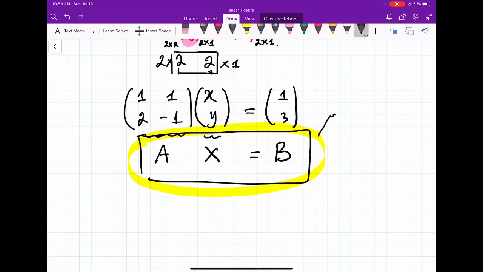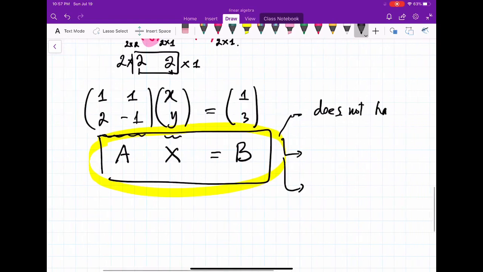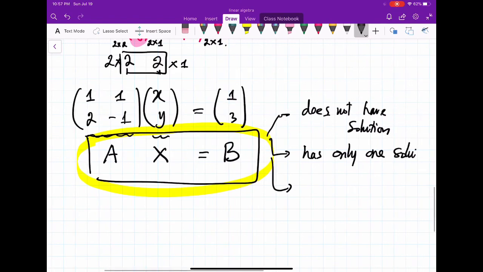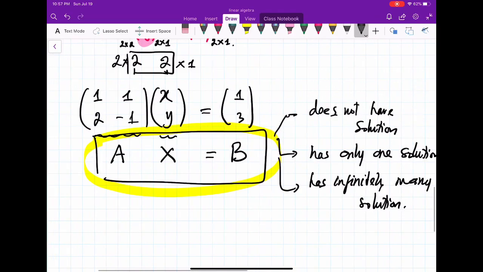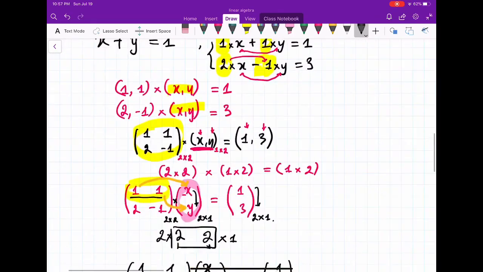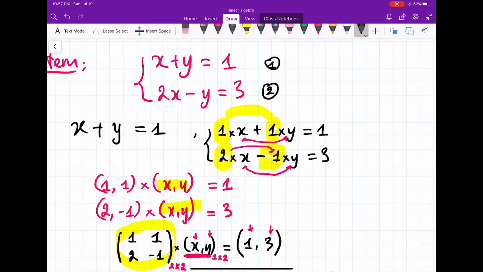So from here, it seems like we have 3 cases. The first case, the system does not have a solution. Maybe it has only one solution. Or maybe it has infinitely many solutions. You see, it's very interesting, right? And of course, you can use the same approach for any system of linear equations in any number of variables. Okay, so this is very, very interesting.